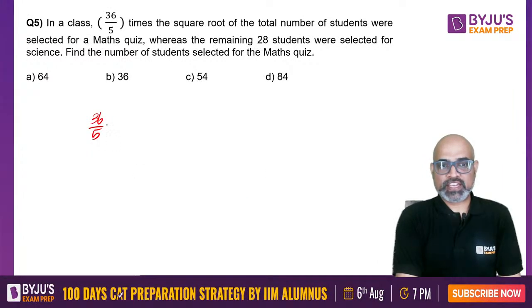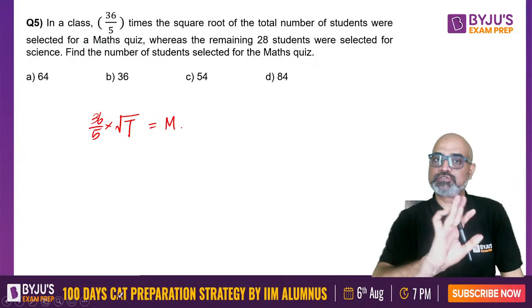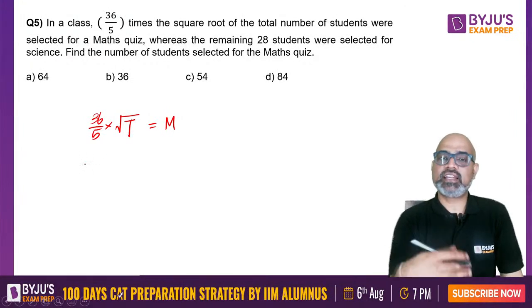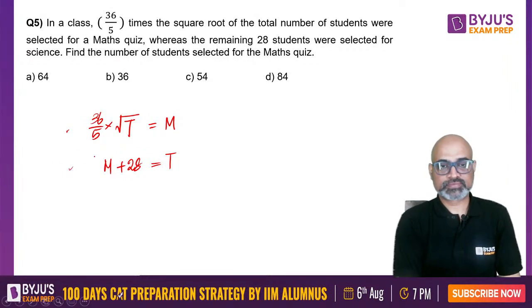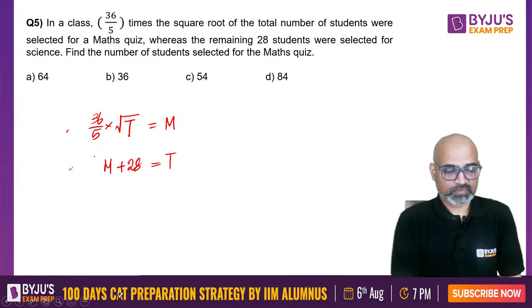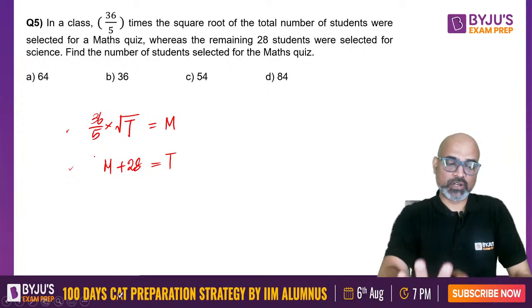36 by 5 times the square root of total number of students are students selected for maths quiz, and then there are remaining 28 students. So can I say total number of students will be equal to math students plus 28? Idhar mein koi doubt? These two equations. Right? Any doubt in these two?